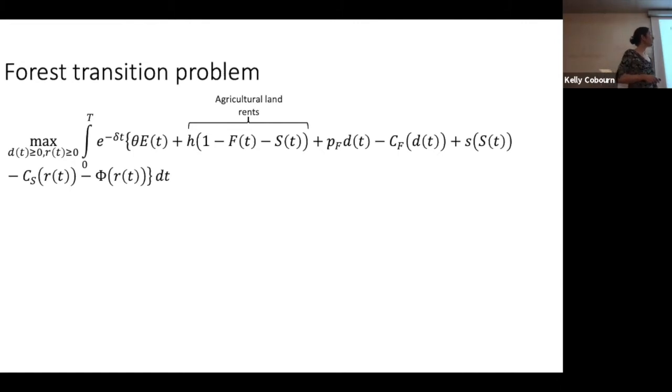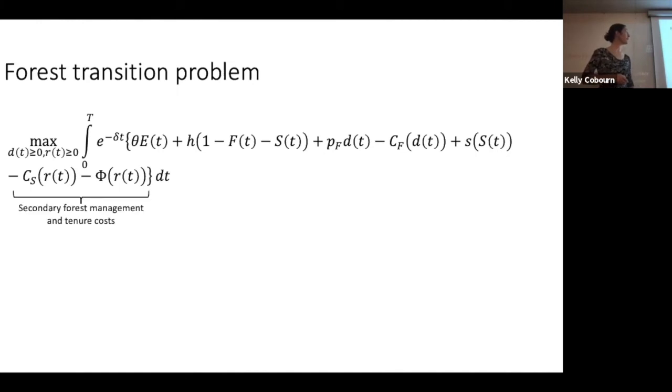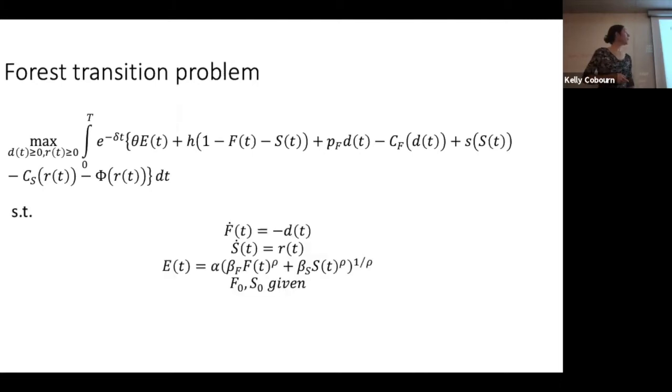We have agricultural land rents, the profits from deforestation, secondary forest harvest rents, and then secondary forest management and tenure costs. We maximize this objective functional subject to our equations of motion governing the primary forest stock and the secondary forest stock, and the CES production function, as well as our initial conditions, F naught and S naught.